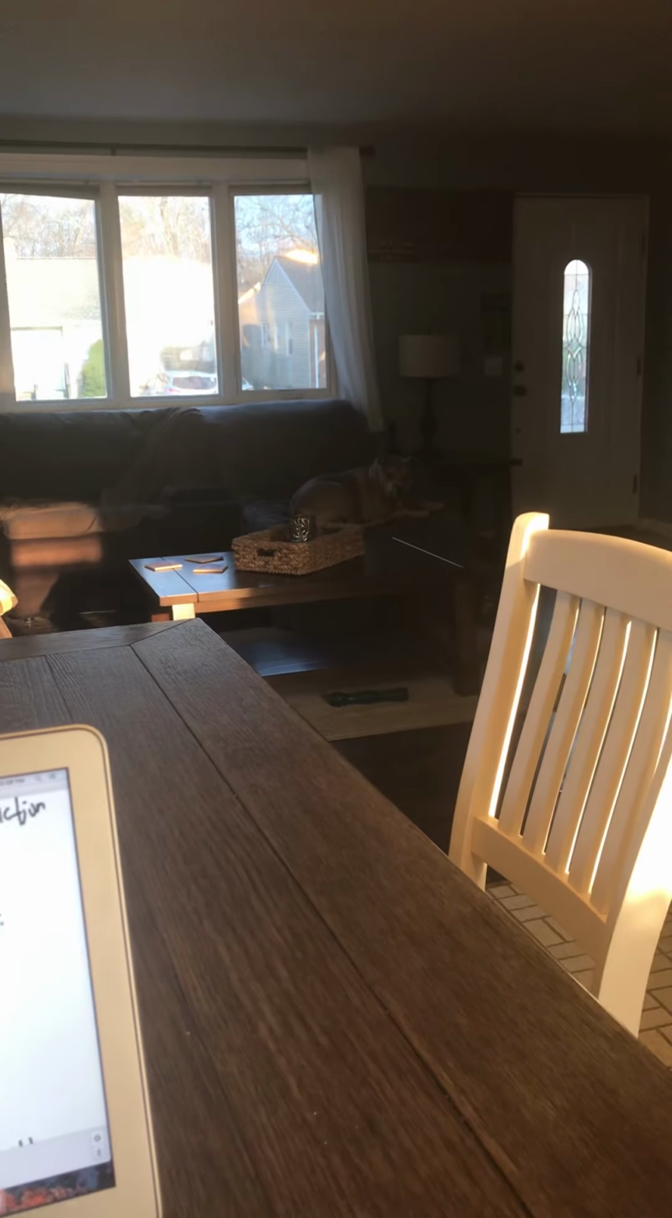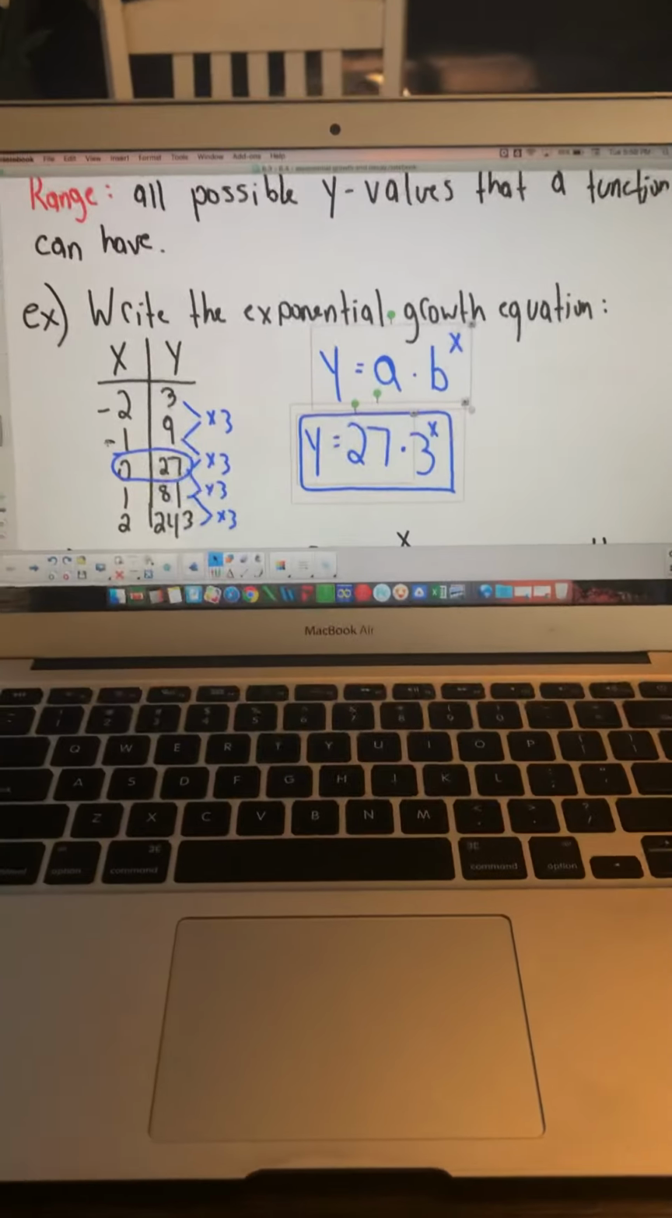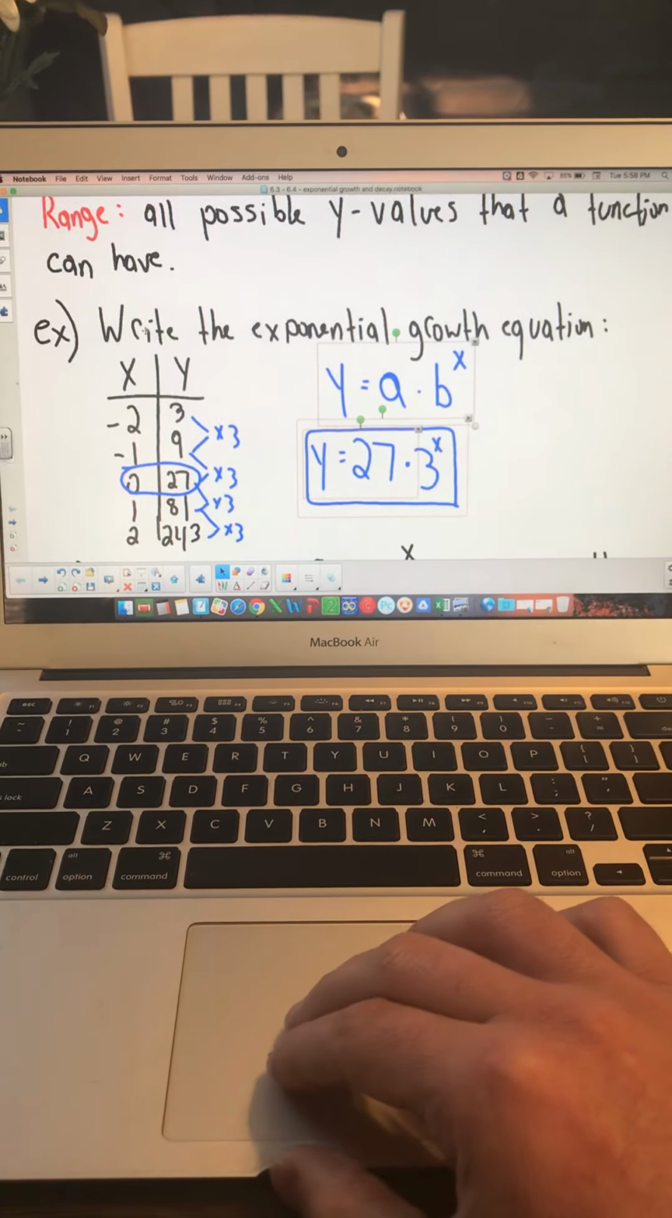All right, Reggie, cut it out. It's chewing the couch. This is my life, everybody. Here we go.